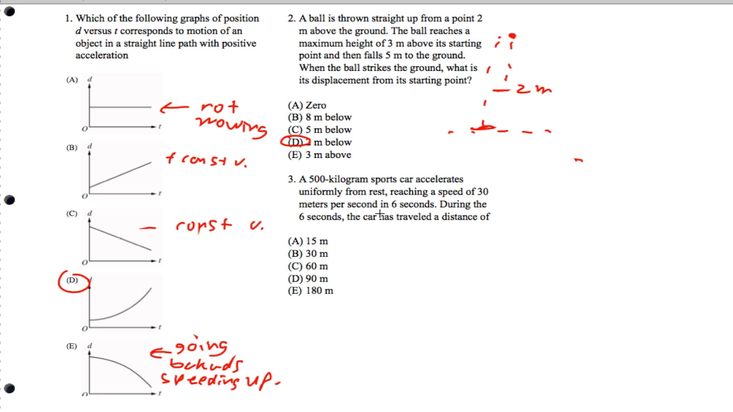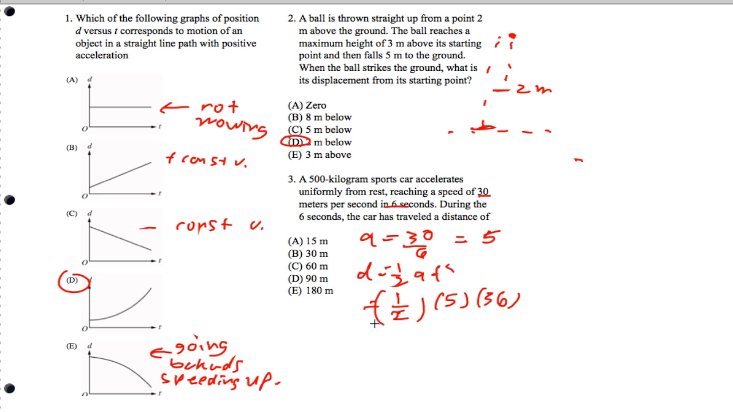Now, next problem. We have a 500 kilogram sports car reaching 30 meters per second in 6 seconds, and we want to know how far it goes in 6 seconds. So first, let's get the acceleration. That's 30 divided by 6, which is 5. And then distance equals 1/2 a t squared, so that's 1/2 times 5 times 36. 36 times 5 divided by 2 should be 90 meters.